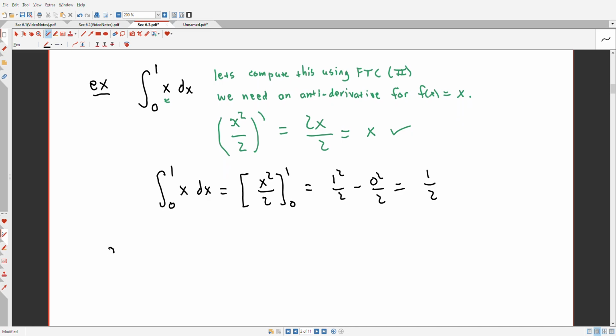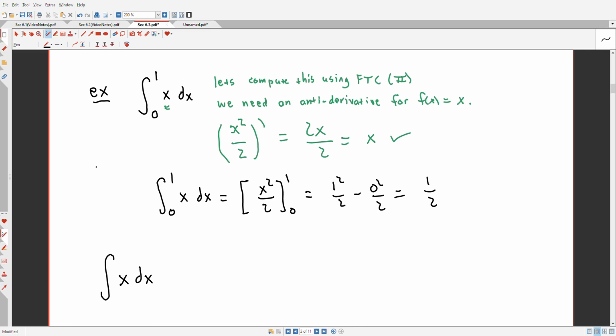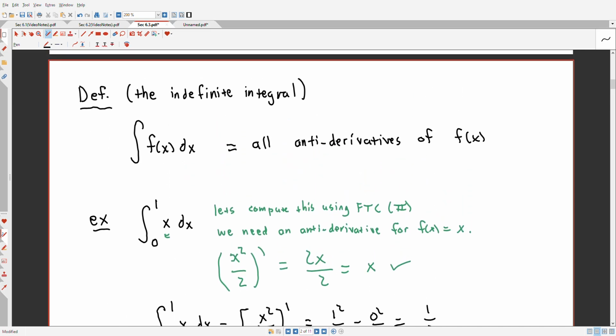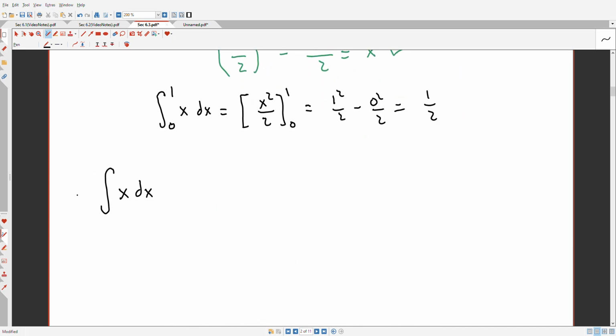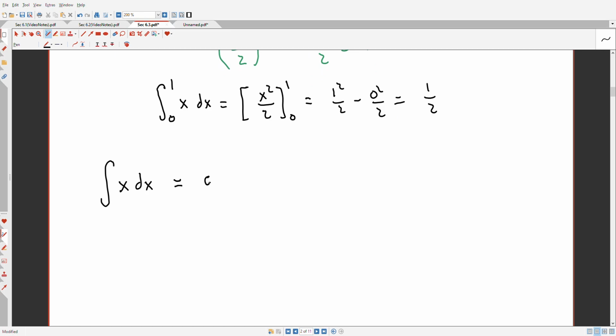But now let's consider the indefinite integral of x. This is not going to be a number. This is going to be a bunch of functions, right? If I scroll back up and tell you what I told you a moment ago, this notation for the indefinite integral refers to all possible antiderivatives of the function little f. So this refers to all possible antiderivatives of the function little x.